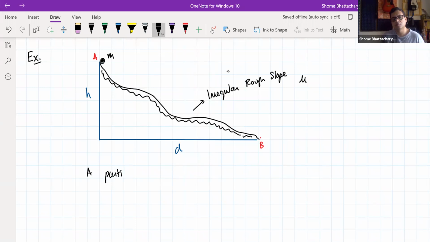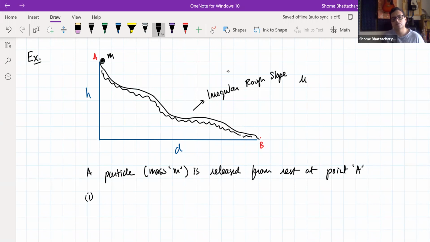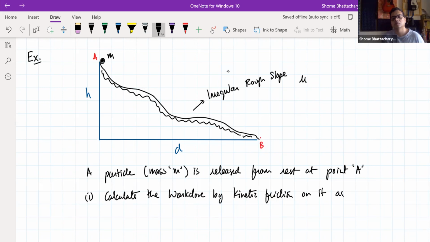So particle of mass m is released from rest at the point A. So first of all, we have to calculate the work done by kinetic friction on it as it slides down from A to B.